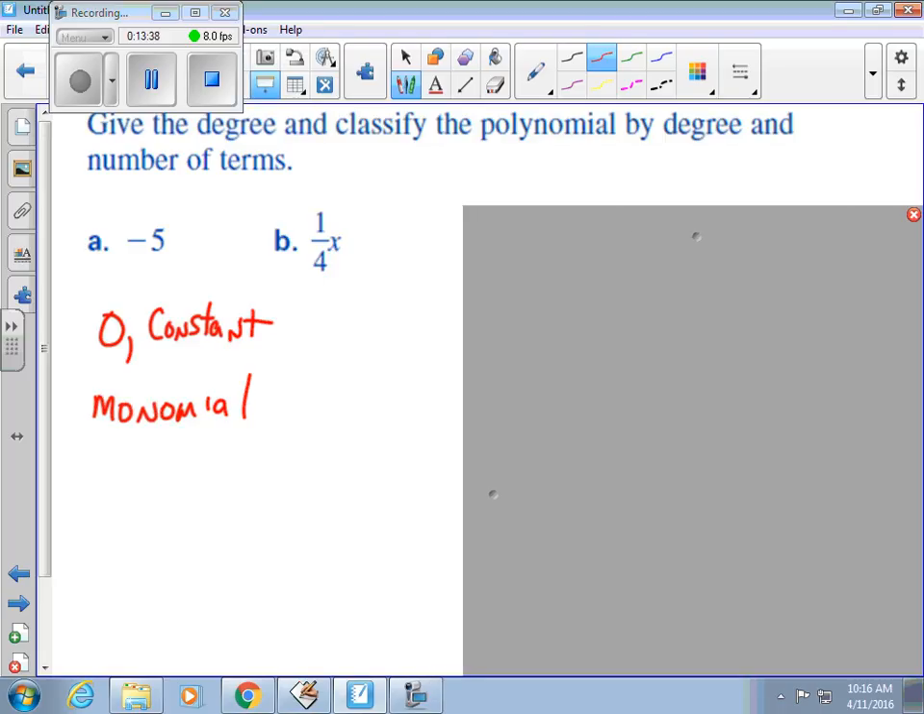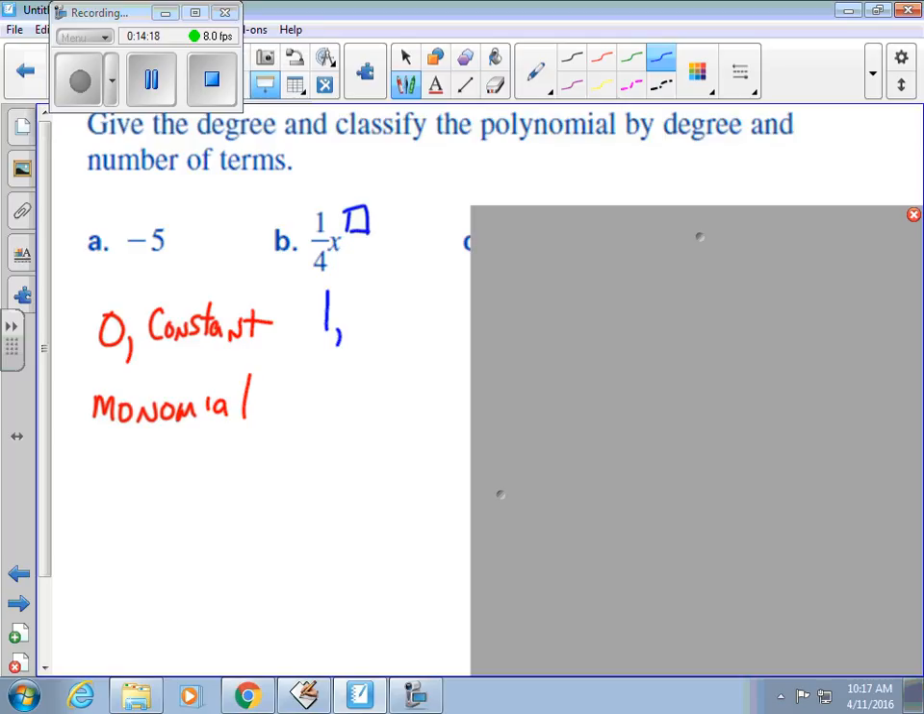What about this one? 1/4 x. Same thing, classify it all 3 ways. What's this one's degree? It's not 0 this time. What's the exponent on x? Remember, it's not shown, but it's considered to be 1. So its degree for this one is 1.